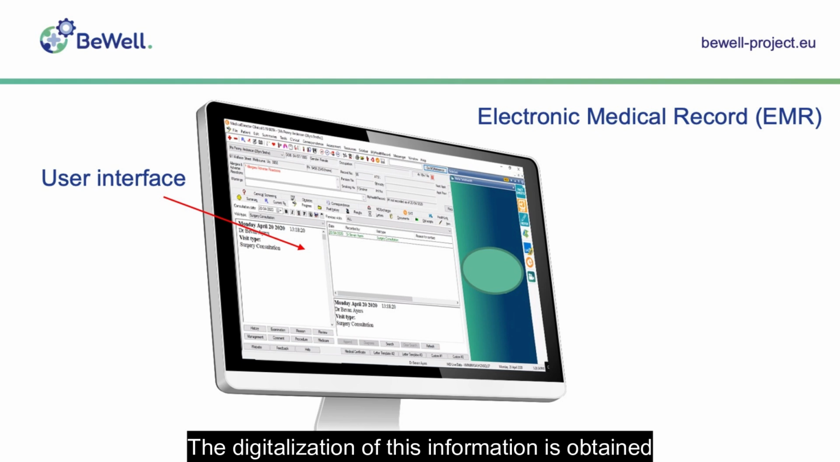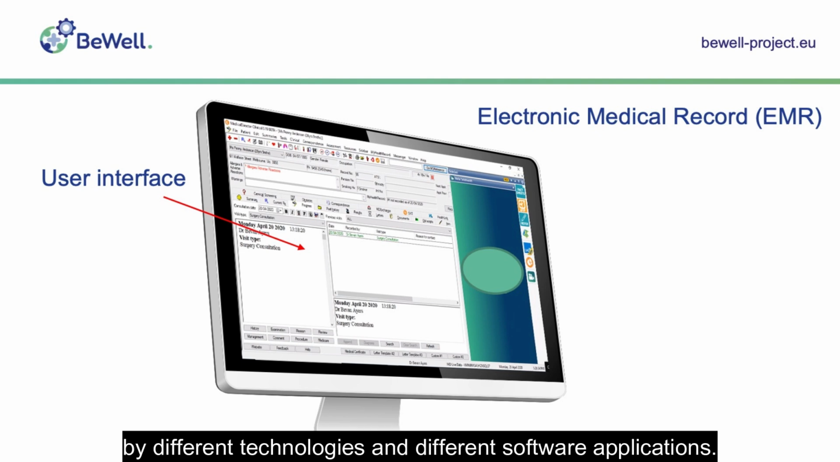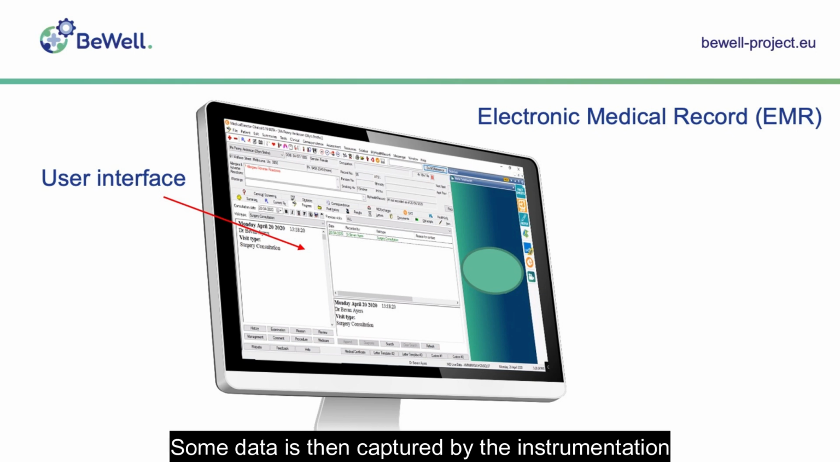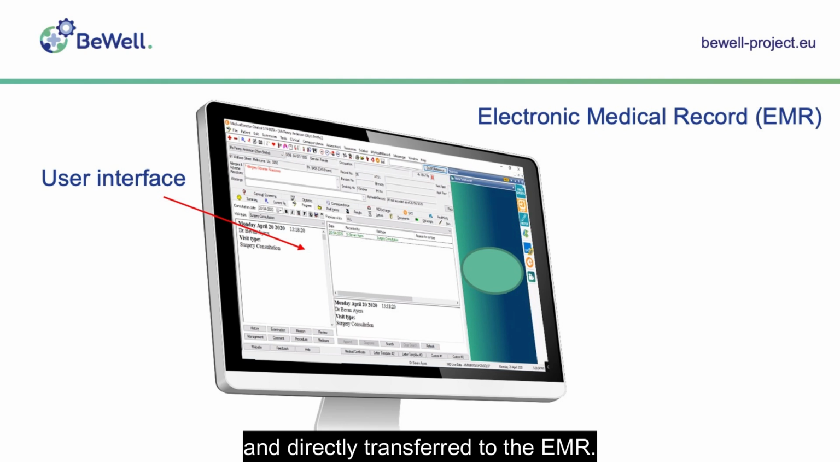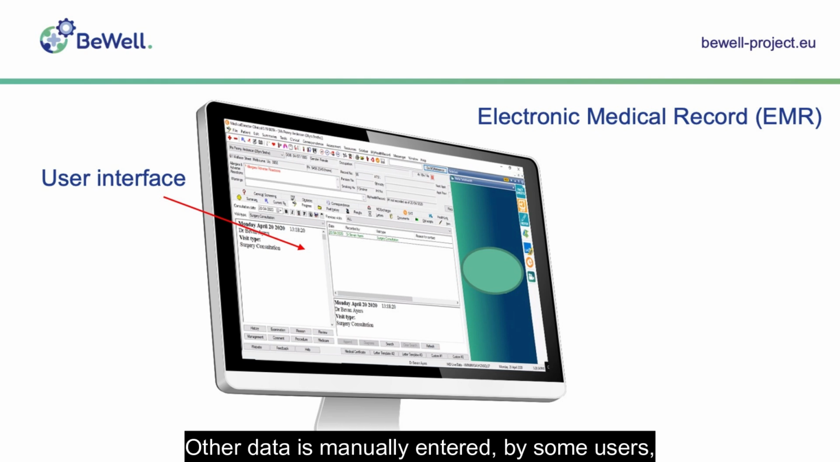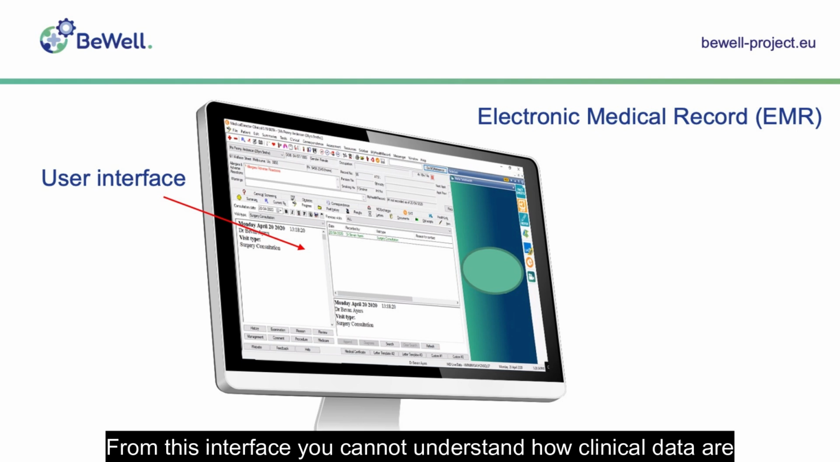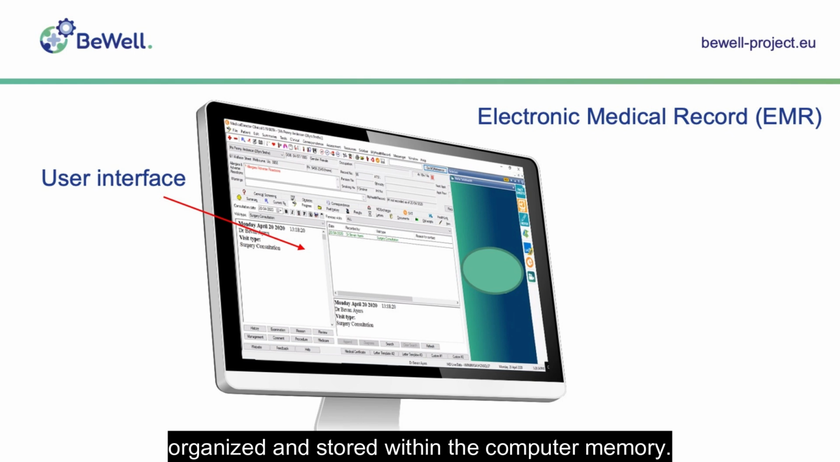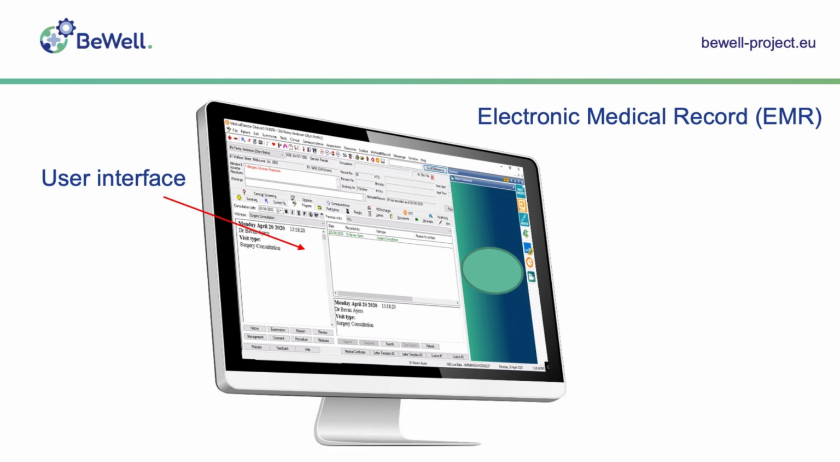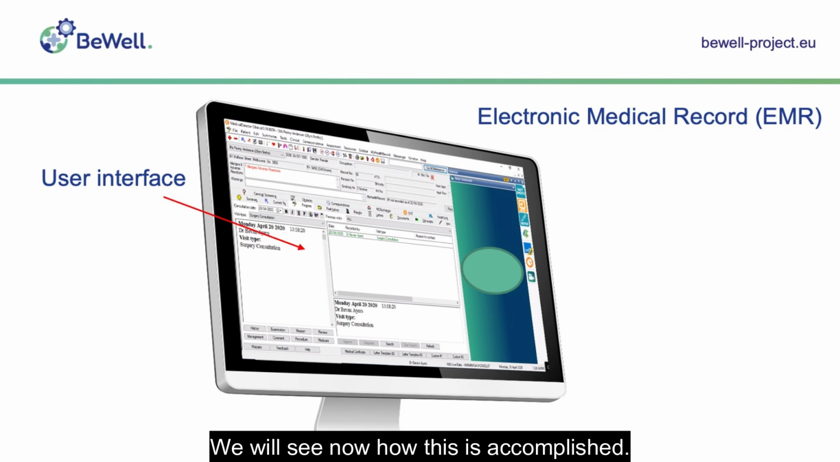The digitalization of this information is obtained by different technologies and different software applications. Some data is captured by the instrumentation and directly transferred to the EMR. Other data is manually entered by users through the software interface. An example of a typical user interface of a clinical software is shown in this image. From this interface, you cannot understand how clinical data are organized and stored within the computer memory. We will see now how this is accomplished.